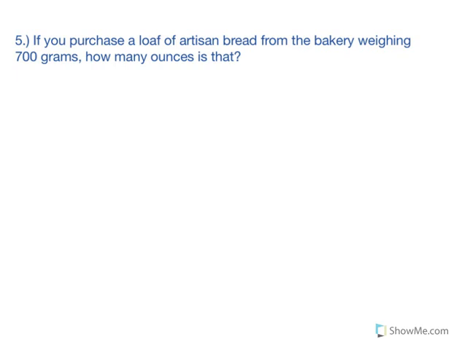Not quite. Number 5, if you purchase a loaf of artisan bread, I don't even know what artisan bread is, but if you buy it from the bakery and it weighs 700 grams, how many ounces is that? Well, again, what are we starting with? We are starting with 700 grams.